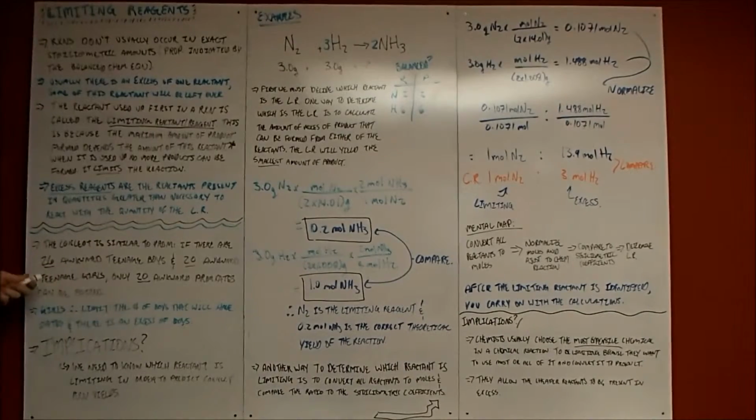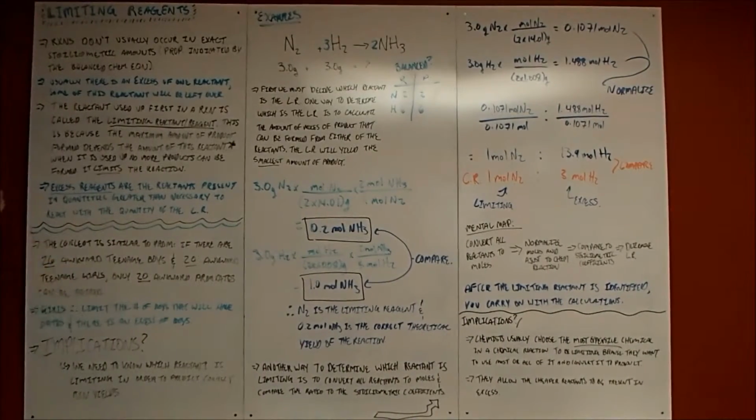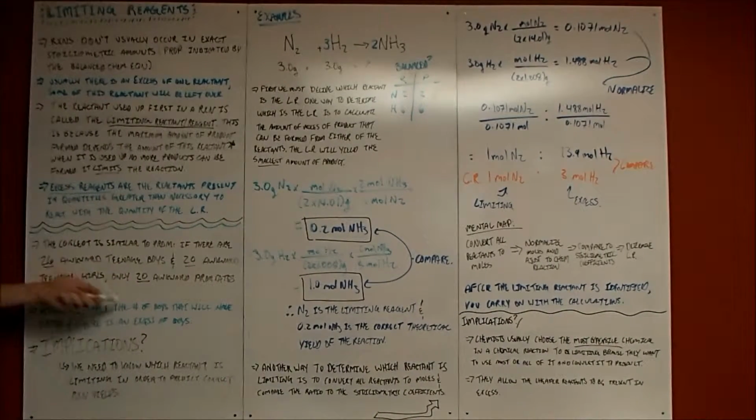So this concept is similar to prom. If there are 26 awkward teenage boys and 20 awkward teenage girls, only 20 awkward prom dates can be paired. Girls are therefore the limiting reagent, and they limit the number of boys that will have dates. There is an excess of boys.